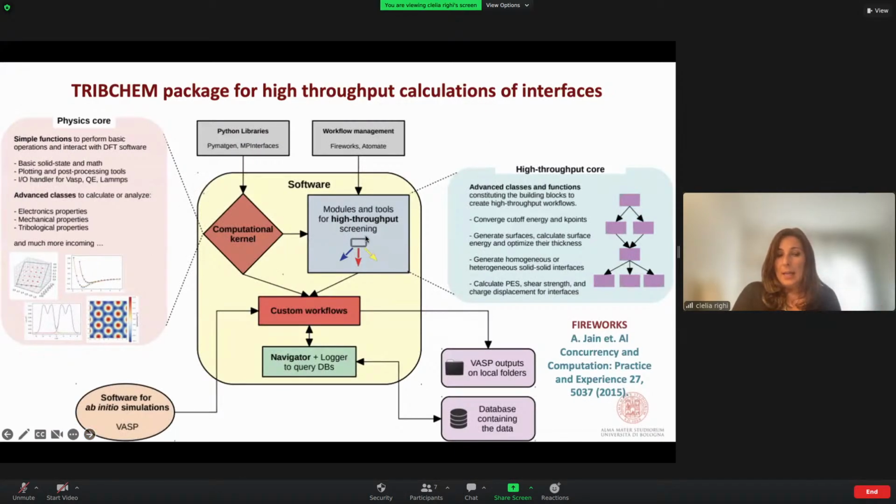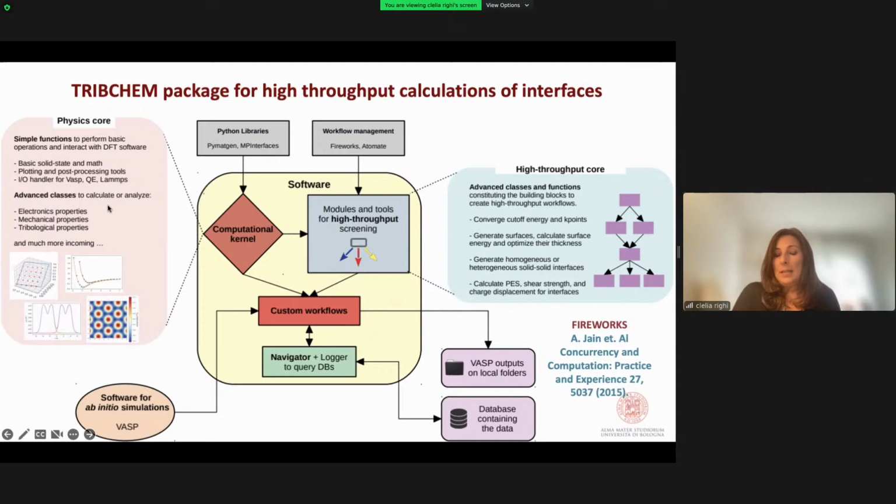So all this has been implemented in a very advanced computational code based on Python, which is composed by three main units. We have a computational kernel where the input-output handling, when considering the most used software packages for materials science, such as VASP, Quantum Espresso, LAMMPS, are automatically constructed. Here, the Pymatgen and MPI interfaces are used.